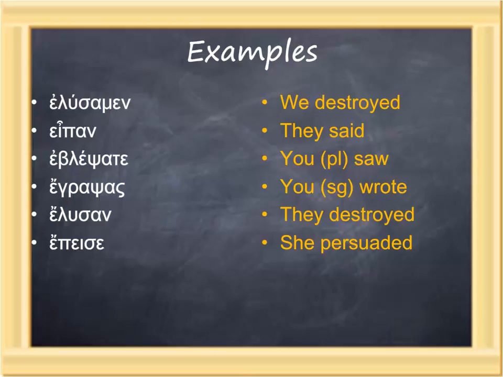Epese is an example of a first aorist with a dental. She persuaded. Epnixamen is a first aorist with a velar. We drowned. One can almost hear that in the enunciation.